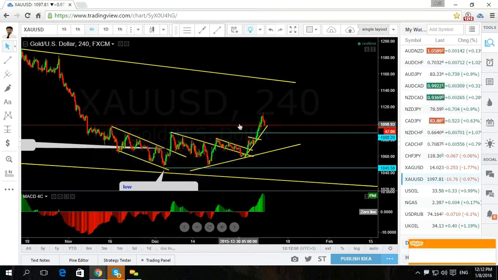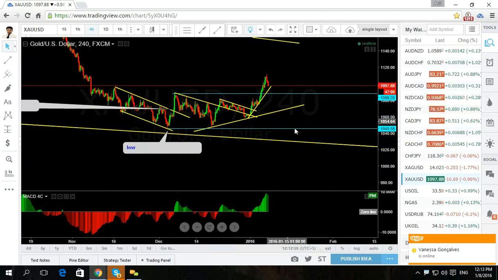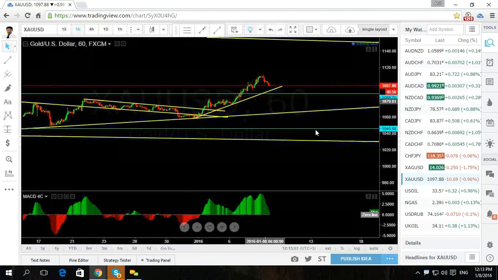Gold, we did break the top. We're coming back down. We need to see whether gold is going to drop to the low and then go back, or gold is just going to correct and go, right? That is what we need to pay attention to.